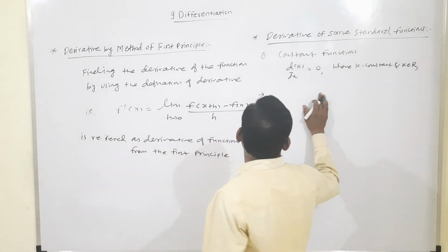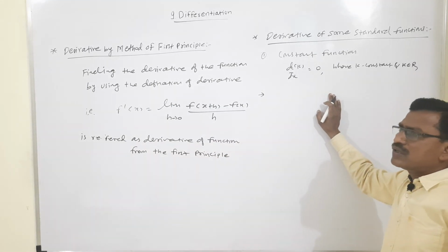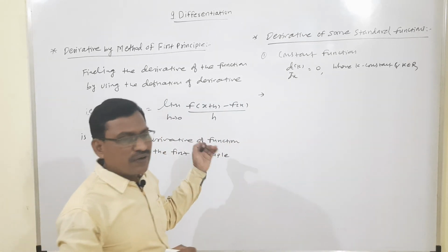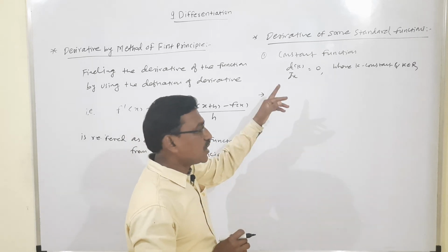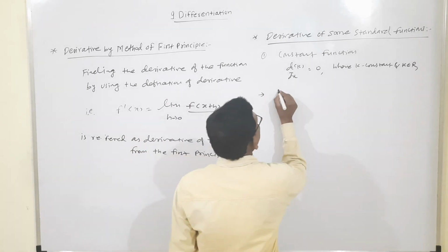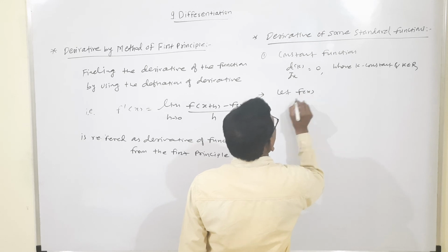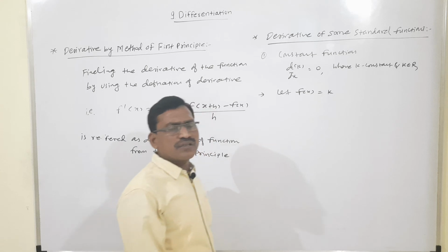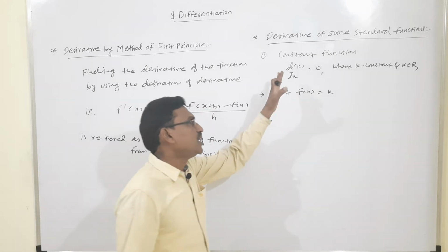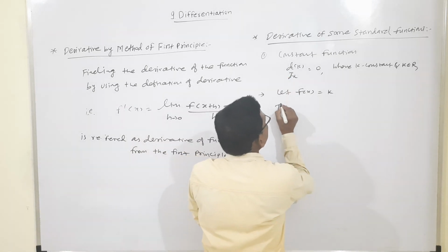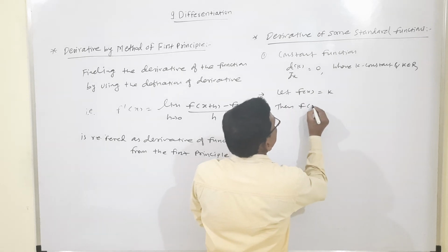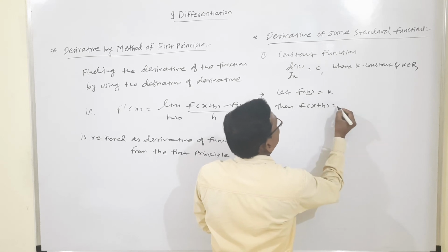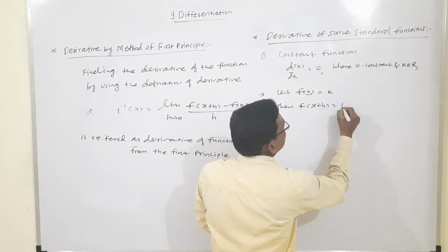so we use the first principle method, or we use the definition of the derivative, to find the derivative of that constant k. Let this function f of x equal k. Consider the given function f of x equal to k. K is a constant function. Then we write here, where there is x, we write x plus h. Here x is absent, that side is k only.